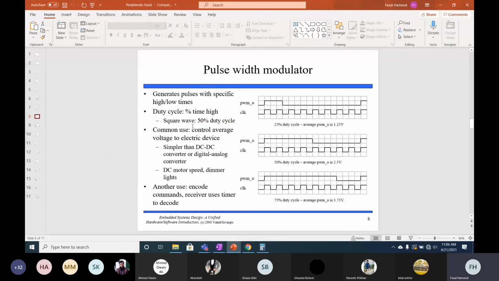Okay, so the common use is to control the average voltage to an electric drive. It is also used as a DC to DC converter or DC to analog converter, for DC motor speed, dimmer lights, and other uses such as encoding commands for receivers. You can study these things from your book.